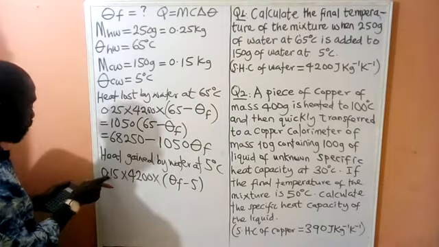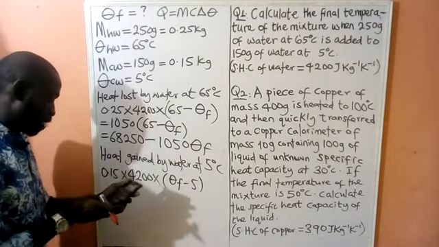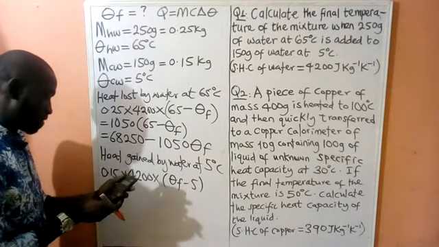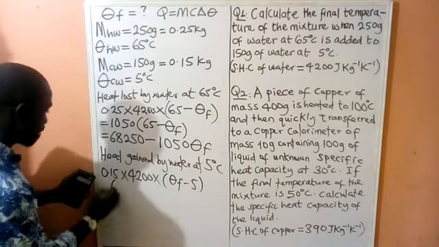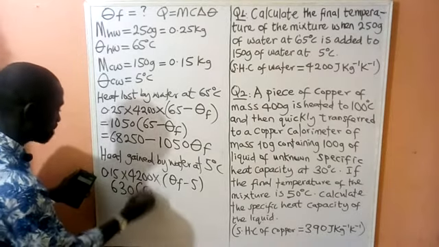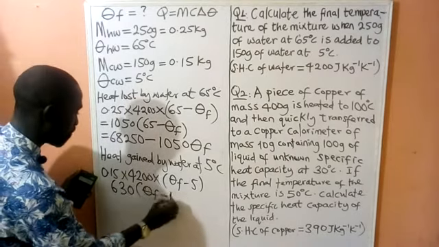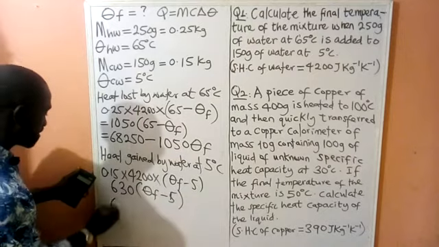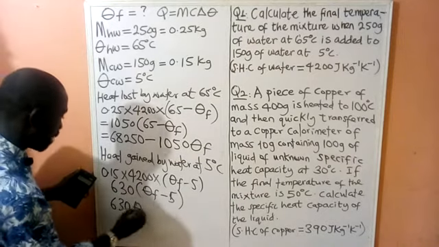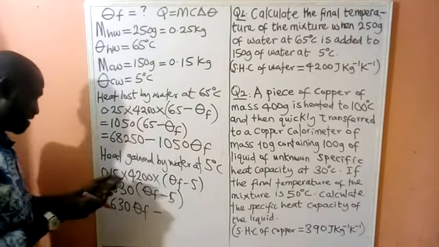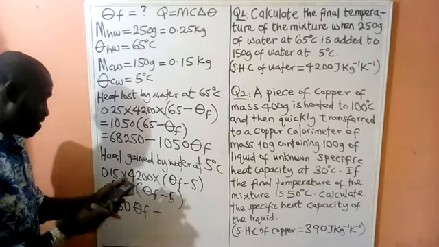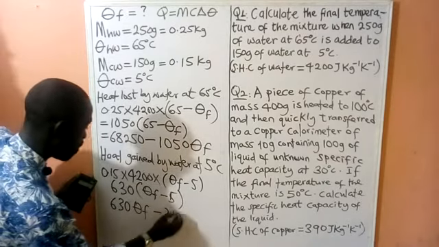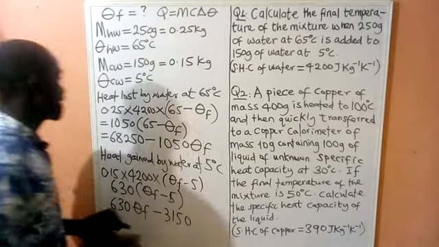So look at this. What's the next thing? 0.15 times 4,200. That will give us 630, open bracket, theta F minus 5. So open the bracket. We have 630 theta F minus 630 times 5. That will give us 3150.